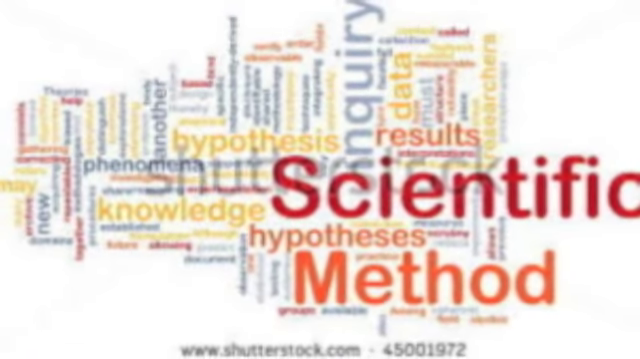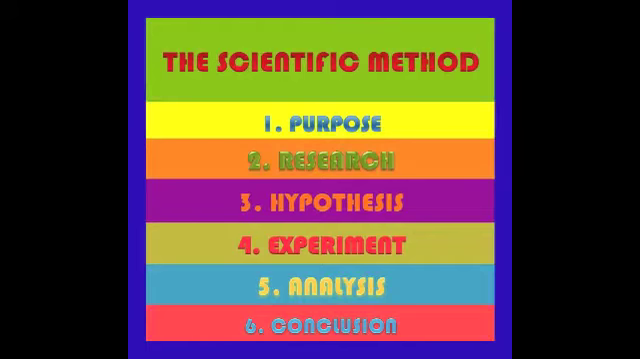Today, kids, we're learning about the scientific method. The scientific method is broken down into 6 parts. The first is purpose, the second is research, the third is hypothesis, the fourth is experiment, the fifth is analysis, and the sixth is your conclusion.